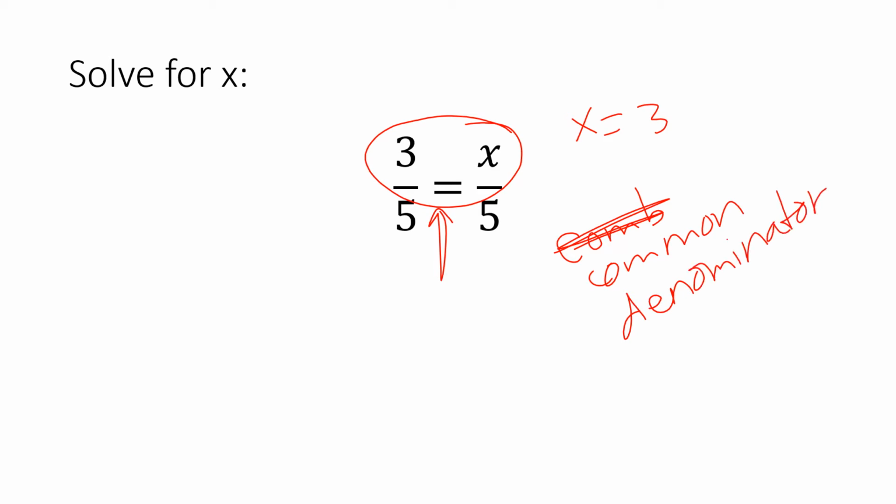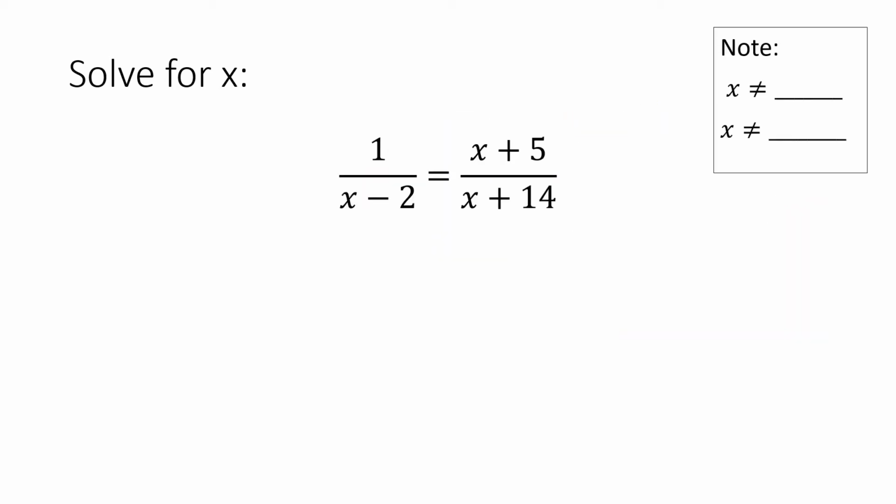So let's try one that's a little bit more challenging. 1 over x minus 2 equals x plus 5 over x plus 14. Now, before I start solving it, I do want to recognize what x cannot equal. Remember, it's impossible to divide by 0. So if this is x minus 2, no matter what, I cannot get x equals 2 as an answer. Because if you plug in 2, 2 minus 2 is 0, and you cannot divide by 0.